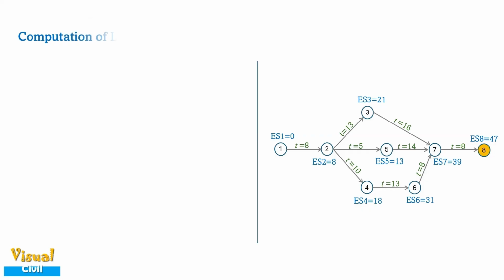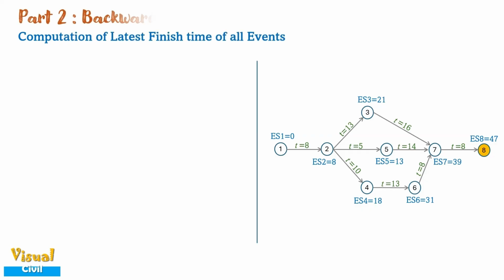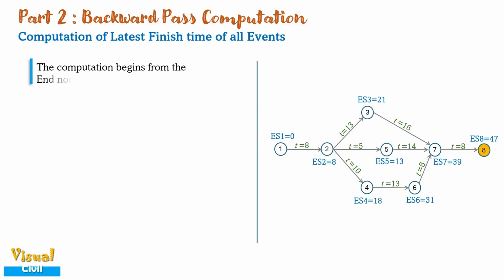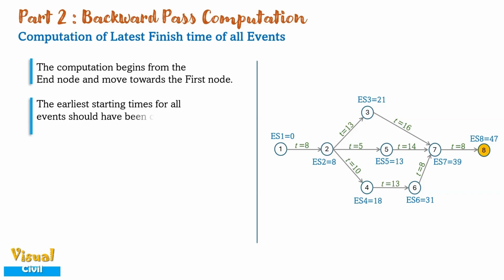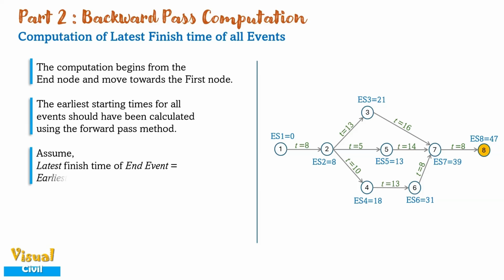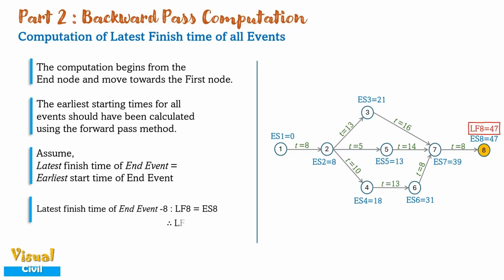Now let us compute the latest finish times for all the events using backward pass method. The computation begins from the end node and proceeds towards the first node in backward direction. Before starting this computation, ensure the earliest start time for all events have already been calculated using the forward pass method. We need to assume that the latest finish time for end event of the network is equal to earliest start time of that event. Therefore, the latest finish time for the end event 8, LF8, is equal to 37.